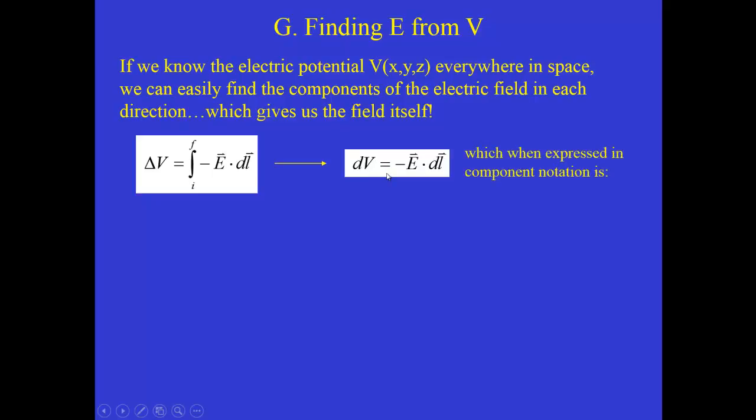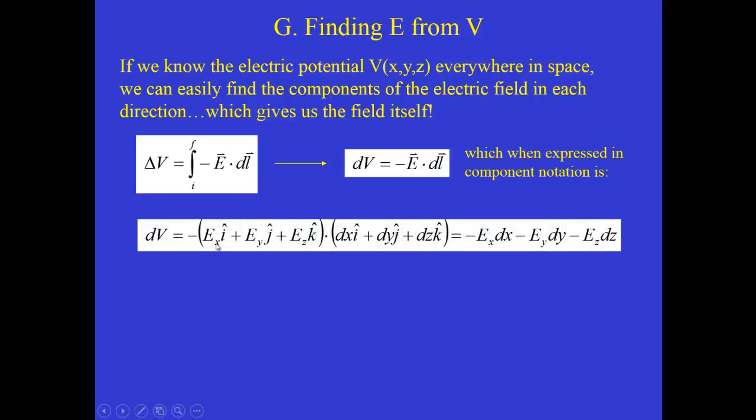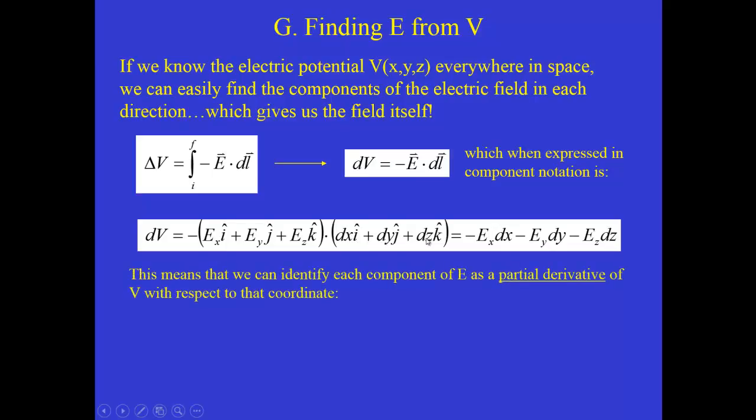Now let's express both E and dl in unit vector notation. So E is given by Ex i hat plus Ey j hat plus Ez k hat. Likewise, dl, which is a tiny little displacement along some arbitrary direction, can be broken down into components. It can have a quantity dx along the i hat direction, dy along j hat, and dz along k hat. And looking at the dot product here, we can see that only the i hat, j hat, and k hat terms survive. So we have this simple result.